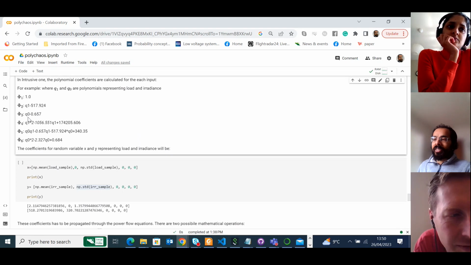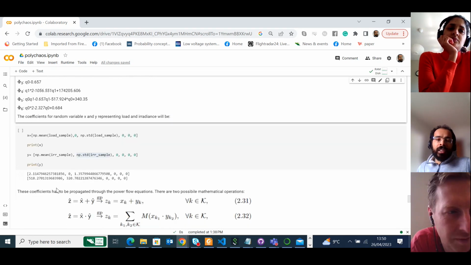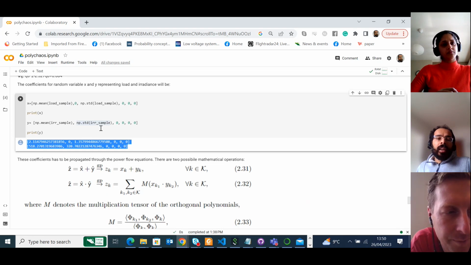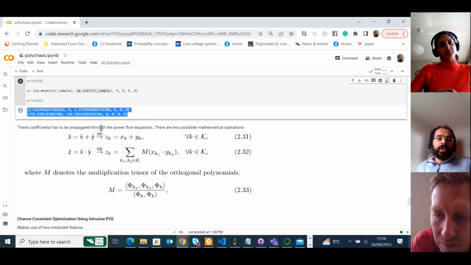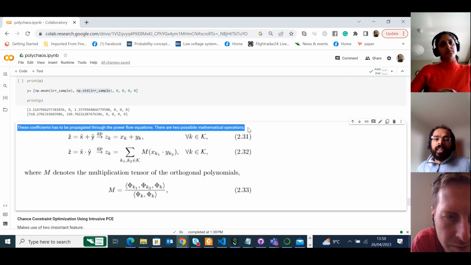Here it is reverse. So there are 3 or 4 types of writing these polynomials. You have to be careful while creating these coefficients for the x and y, or basically for the load and irradiance. And what we do now is we have to transpose or propagate these coefficients through power flow equations. And there are 2 mathematical operations. One is addition and another is multiplication, right?